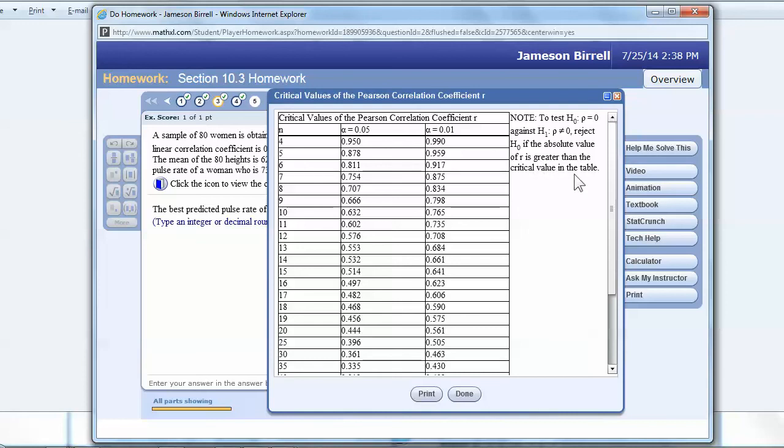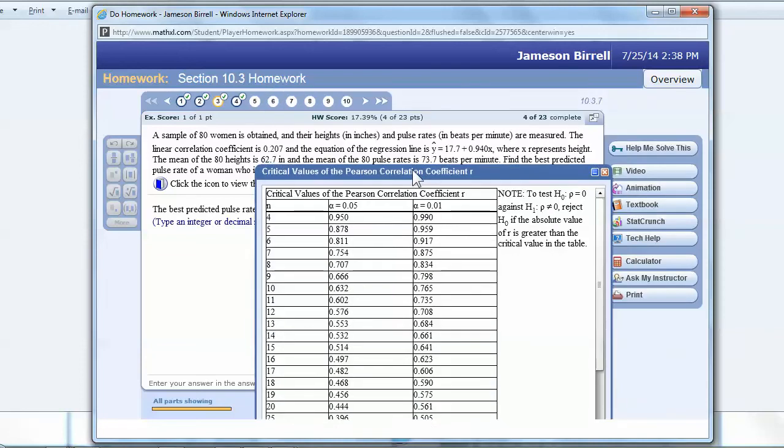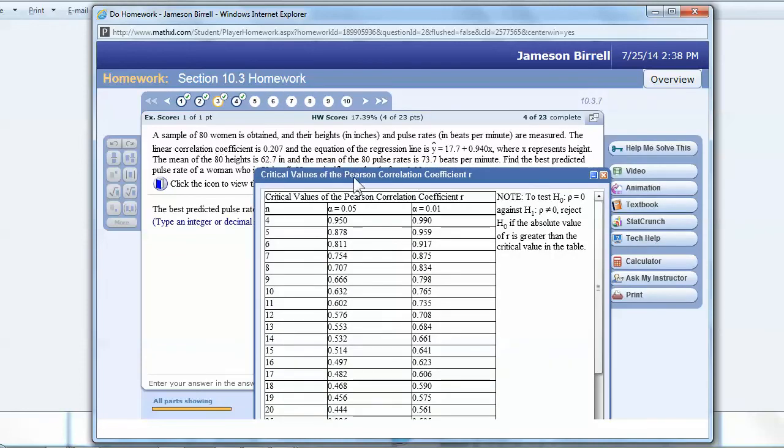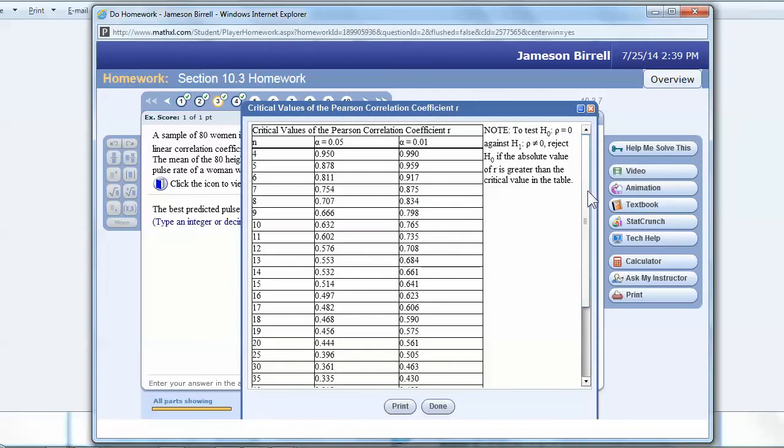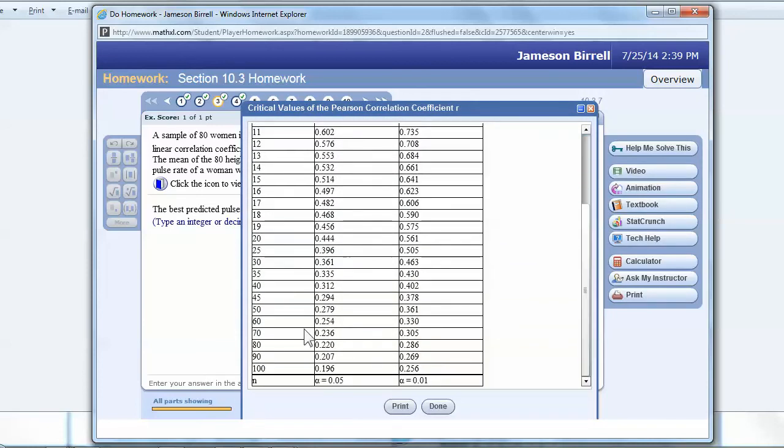is greater than the critical value in the table. And here's the table. This is table A6 on those other pages. Well, how big was our sample size? It was 80. Okay, so scroll down here to 80. And then there's two columns. If the significance level is 5%, you've got to beat 0.220. And if the significance level was 1%, we've got to beat 0.286. We can't be equal to it, we've got to be bigger than that.